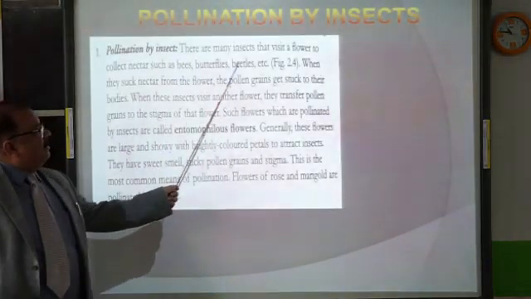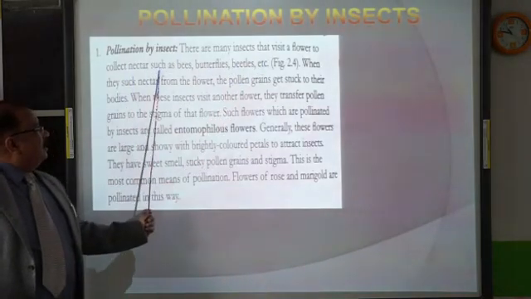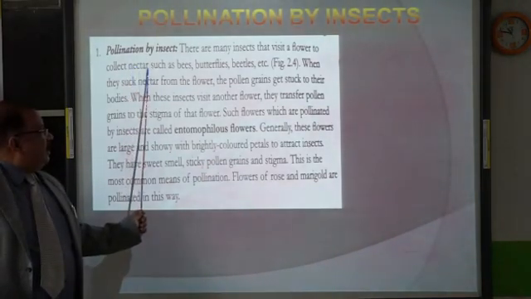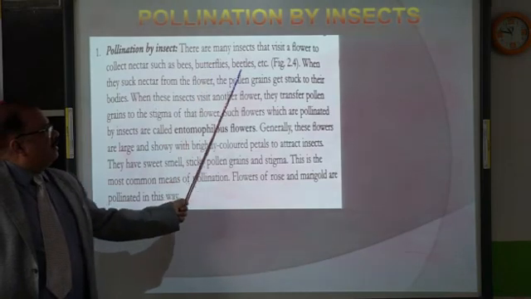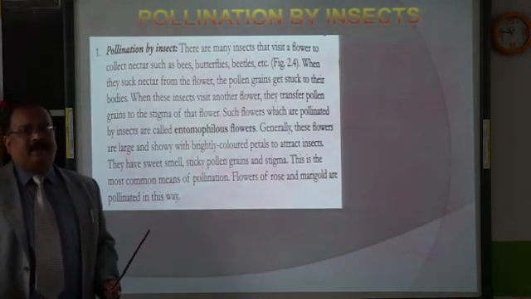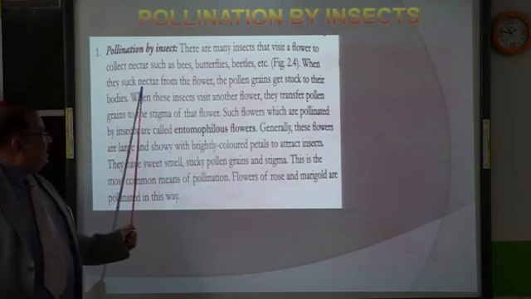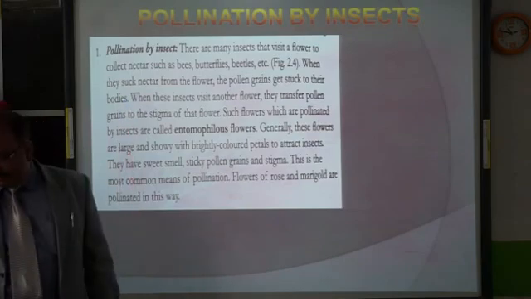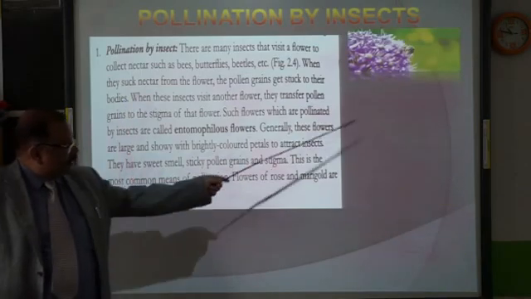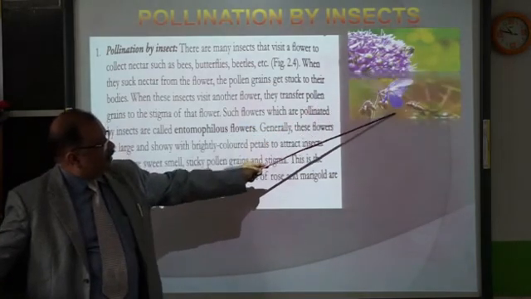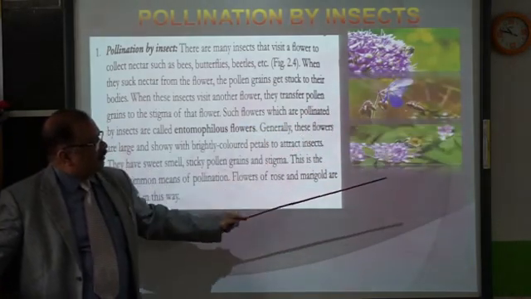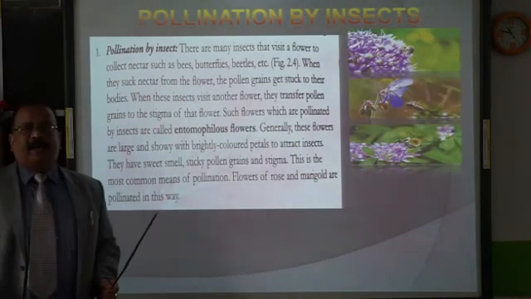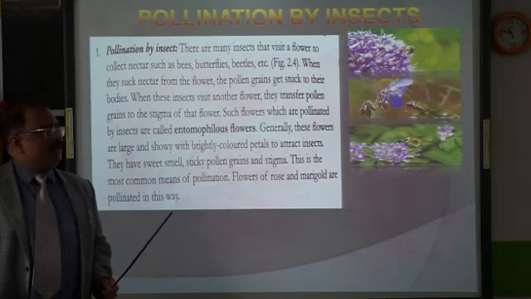Pollination by insects. There are many insects that visit a flower to collect the nectar. Nectar is the sweet liquid of the flowers, such as bees, butterflies, beetles, etc. You must have seen them on the flowers. When they suck the nectar from the flower, the pollen grains get stuck to their bodies. Look at this. So here you can see the bee. Here also you can see the bees. So these are the insects which visit the flower to collect their food, that is nectar.